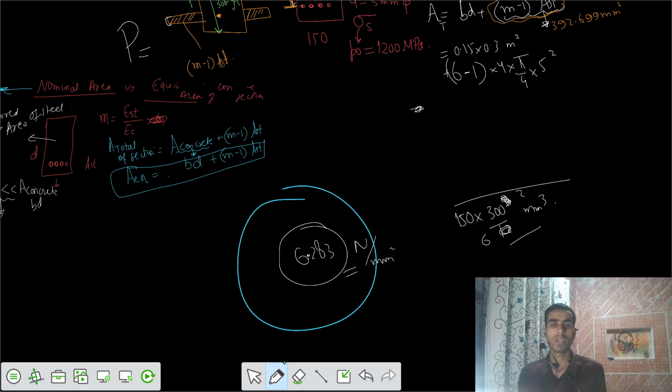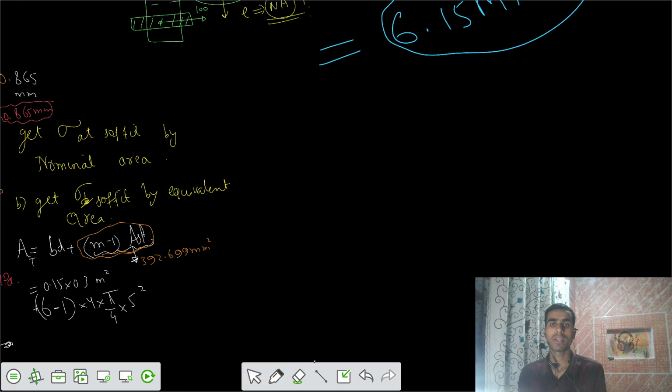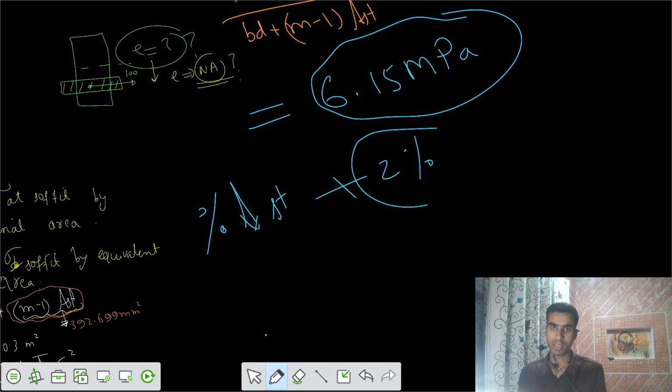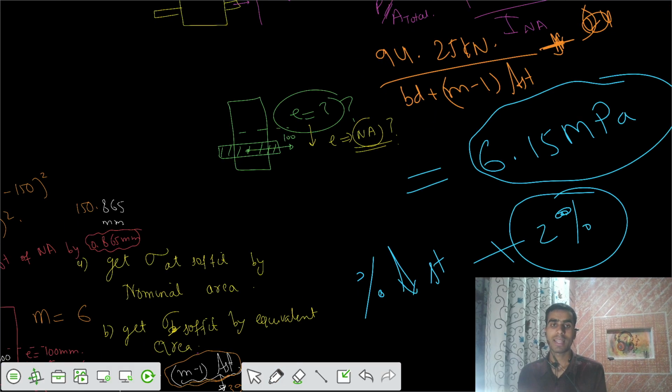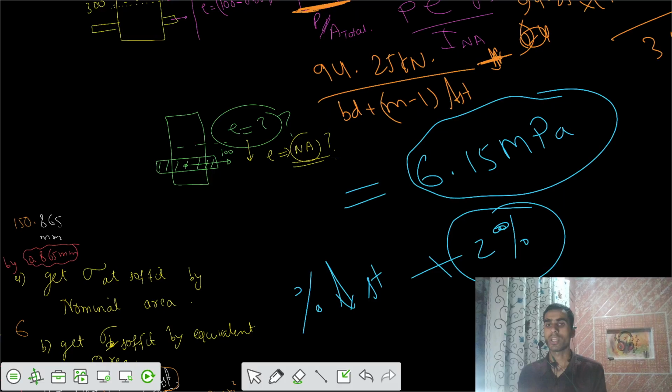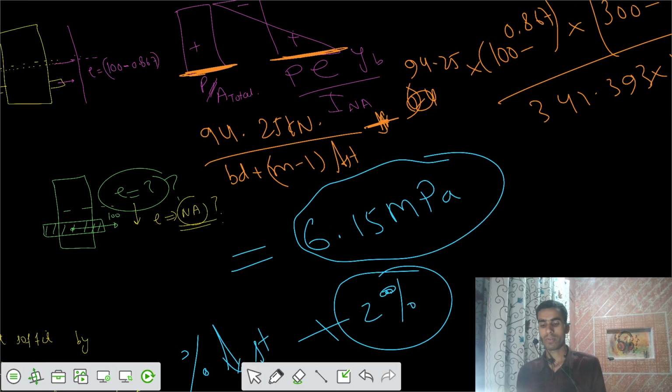Because some part of the area has increased, the stresses have decreased a bit. Initially it was 6.283, now the stress is 6.15. The percentage decrease in the stress is almost 2%. So if I increase the steel area, the stress value would decrease by the equivalent concrete section. So that was the final problem of that stress concept. Thank you for watching this series.